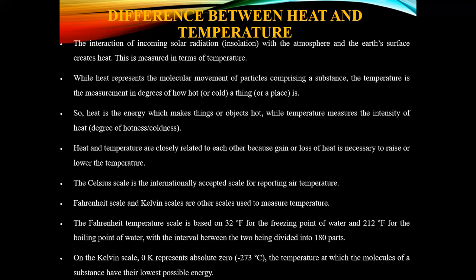Heat and temperature are closely related to each other because gain or loss of heat is necessary to raise or lower the temperature. The Celsius scale is the internationally accepted scale for reporting air temperature. Fahrenheit scale and Kelvin scales are other scales used to measure the temperature, and these are internationally accepted. And the Fahrenheit scale is based on 32 degrees Fahrenheit for the freezing point of water and 212 degrees Fahrenheit for the boiling point of water, with the interval between the two being divided into 180 parts.